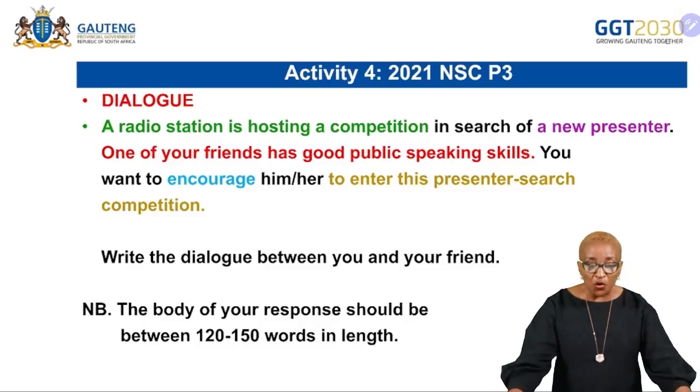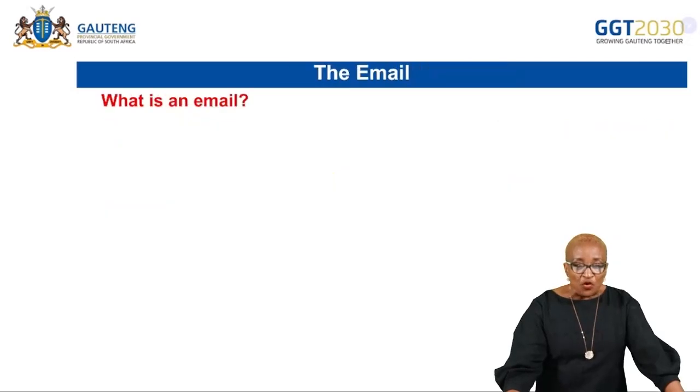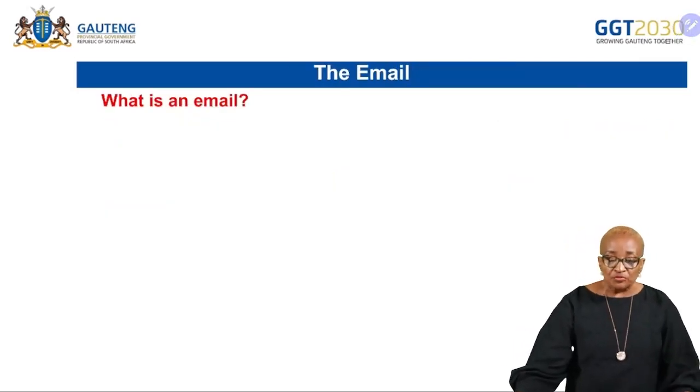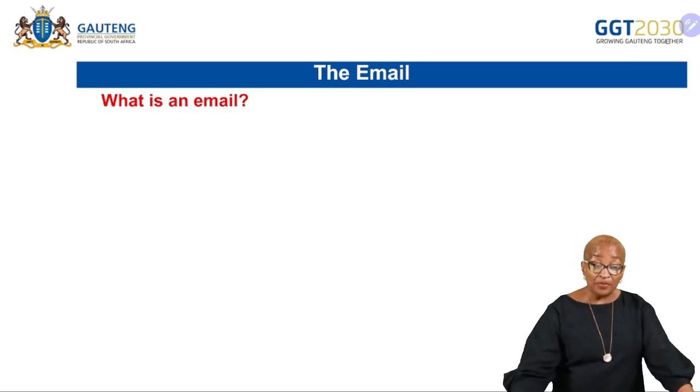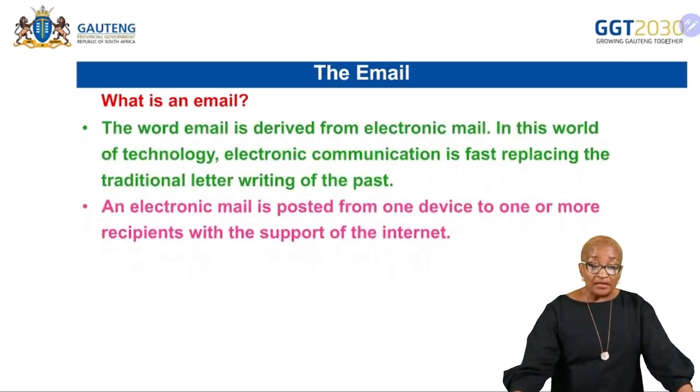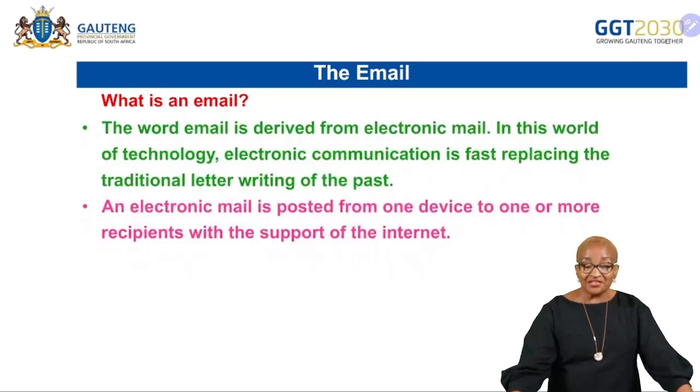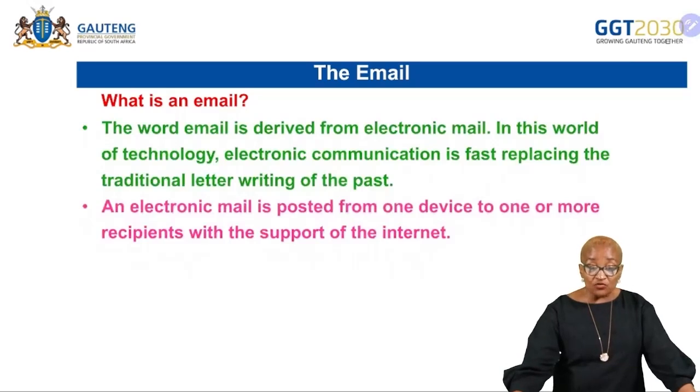Right, there you go. Okay, let's move on now to the email, which is another transactional text that is expected in section B. What is an email? The word email is derived from electronic mail. In this world of technology, electronic communication is fast replacing the traditional letter writing of the past. We all used to write letters in the past, but not now. An electronic mail is posted from one device to one or more recipients with the support of the internet.